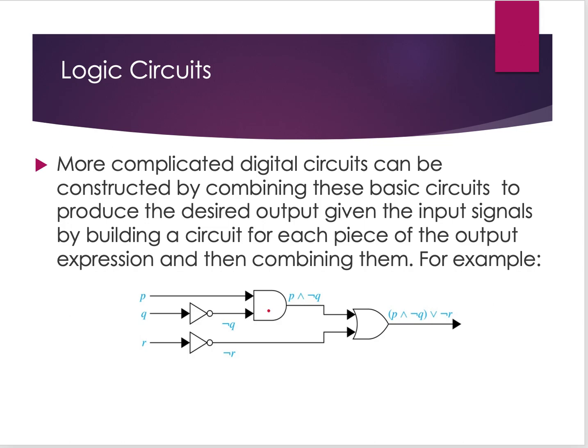So the output from this gate will be P and negation Q. Then this output will become an input to the OR gate here, and the negation R will also become an input to the OR gate. So you will get the output P and negation Q, bracket, or negation R. This is simple.